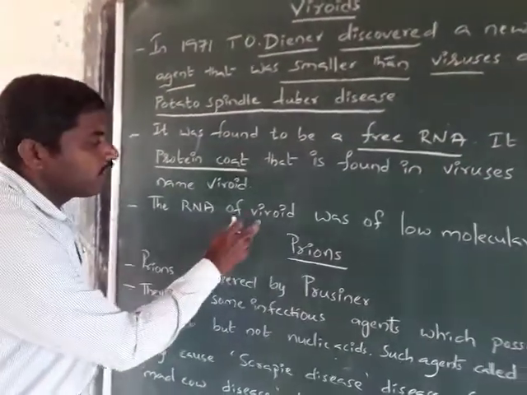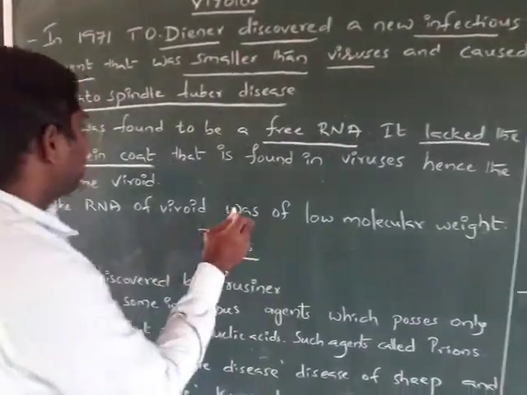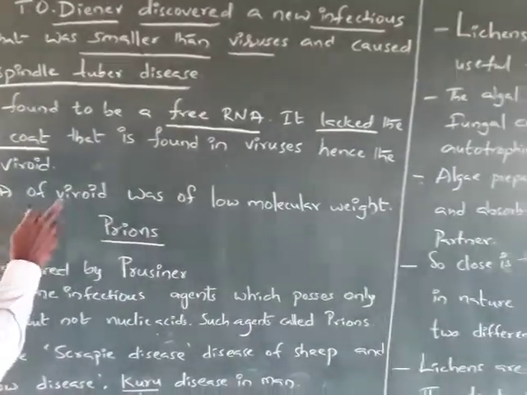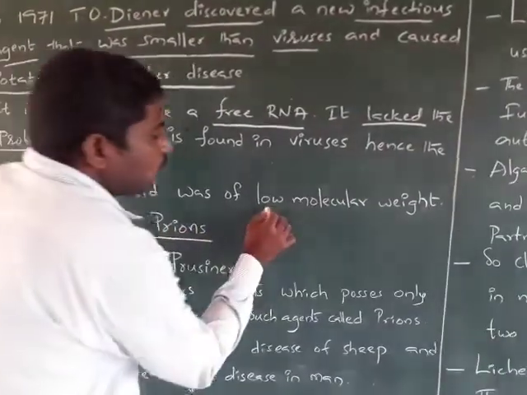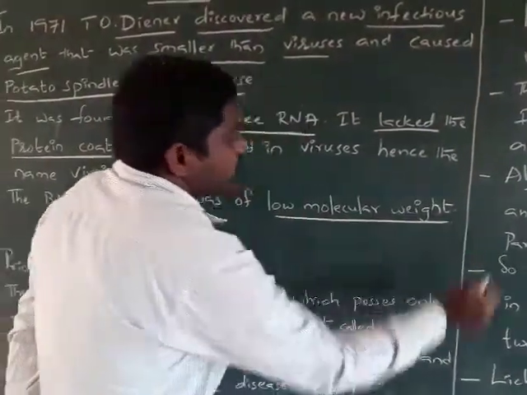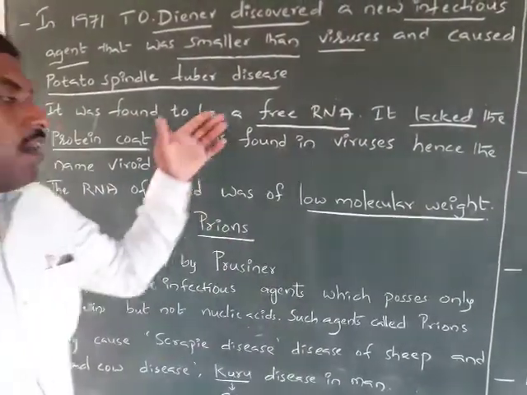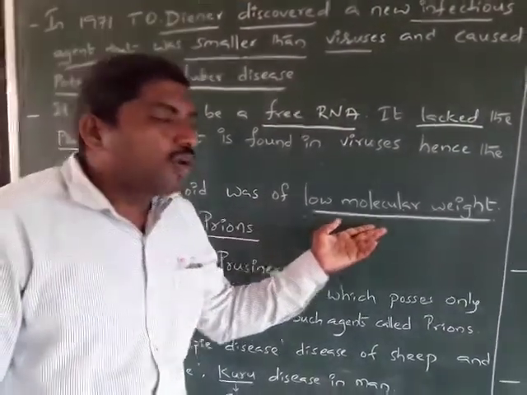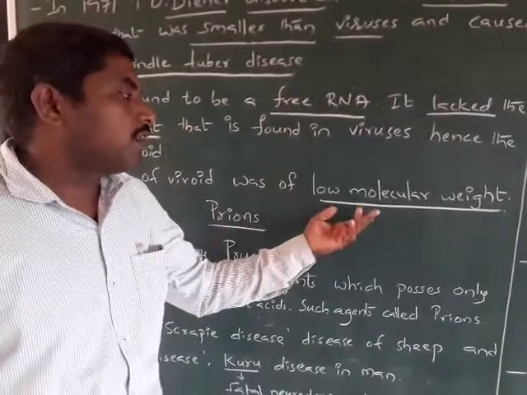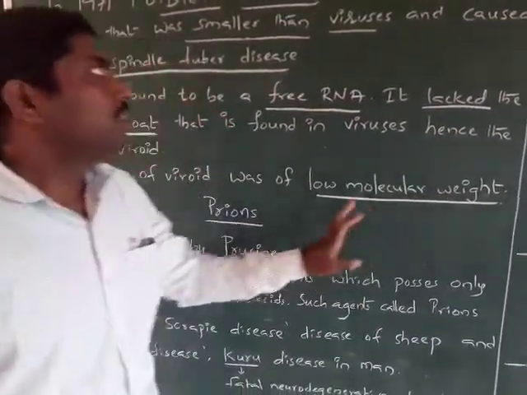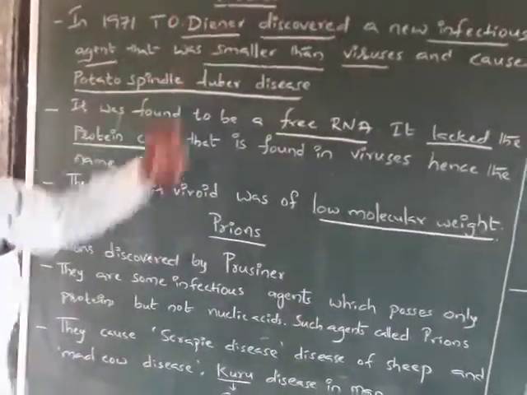The RNA of the viroid is of low molecular weight. These are the characteristics of the viroid.